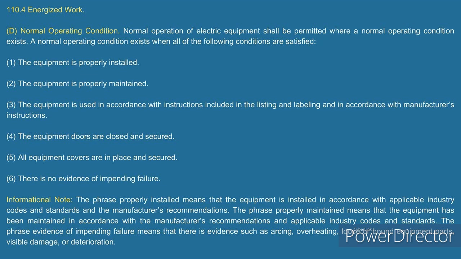It says the phrase properly maintained means that the equipment has been maintained in accordance with the manufacturer's recommendations and applicable industry codes and standards. When you're looking at this, you're either applying the manufacturer's instructions, or I'm looking at using NFPA 70B, which is my maintenance standard, and that's referenced not only in the National Electrical Code, but also in 70E.